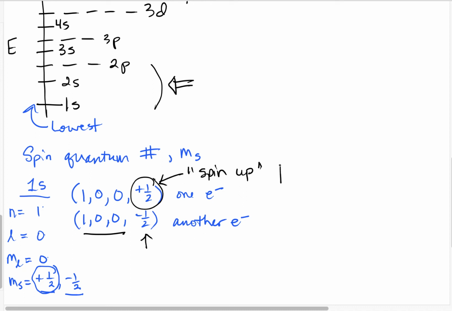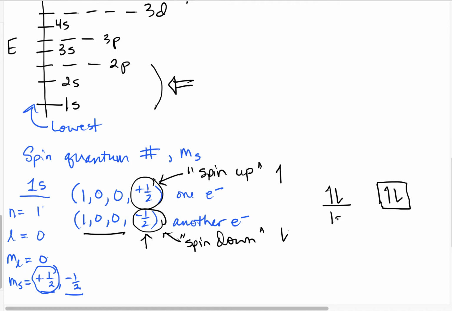We represent it with an up arrow, and this negative 1/2 is called spin down, and we represent it with a little down half arrow. And so typically these are paired up together in an orbital like this. Sometimes we will also put it in a box, and we will usually label it either way with what kind of orbital it is, 1s in this case.